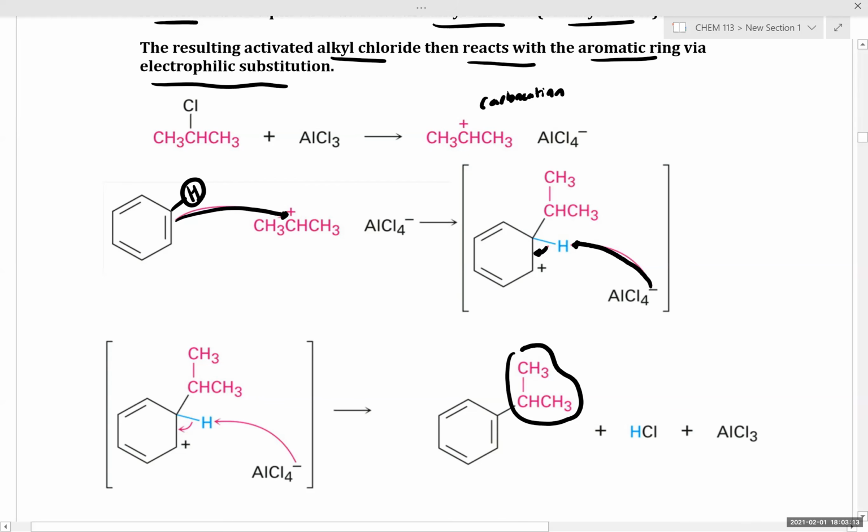However, the Friedel-Crafts reaction does have some limitations. And before we talk about those limitations, does this mechanism make sense? We're attacking a carbocation and then eliminating a proton to regenerate our aromatic ring. Does that make sense to everyone? Okay, perfect.